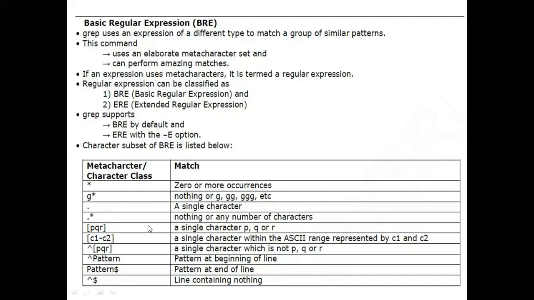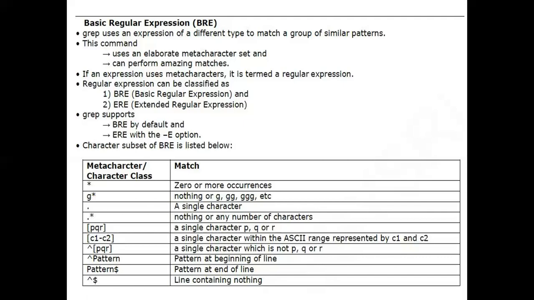So this is a character class. You are using a character class, and inside that character class you are giving PQR. This will match a single character, either P or Q or R. Only one character will get matched, not all the characters. Next, C1 to C2. Here also you are using the character class. This single character will be within the ASCII range represented by C1 to C2. All the characters that come within the ASCII range C1 to C2 will be included for the matching.